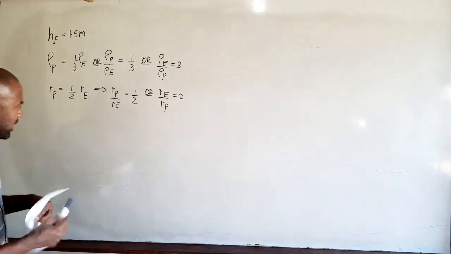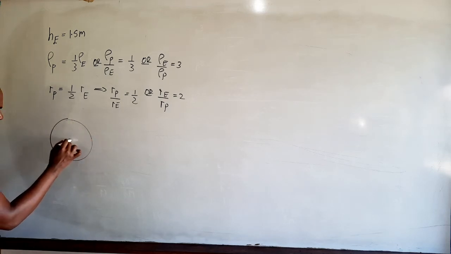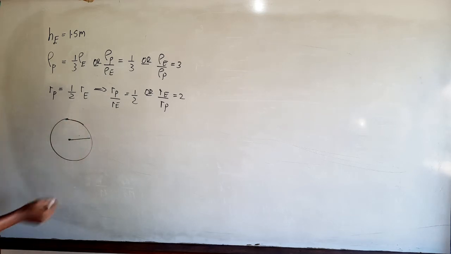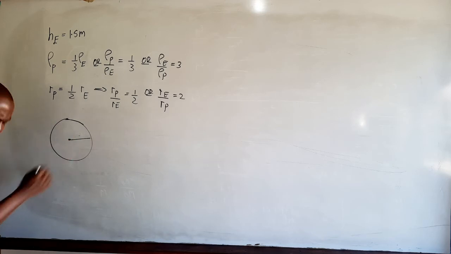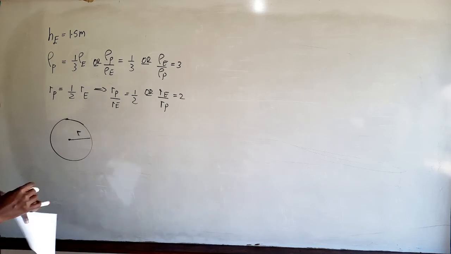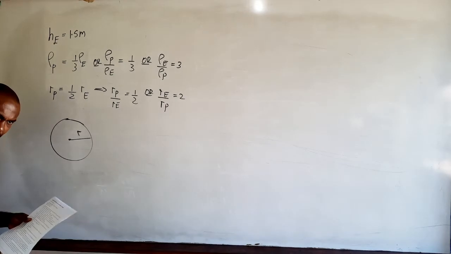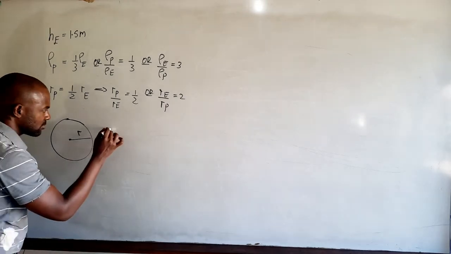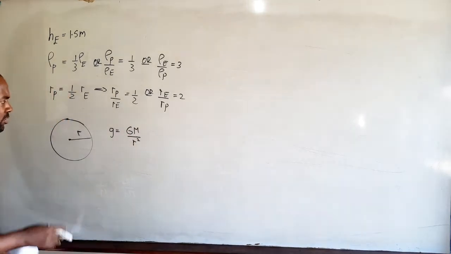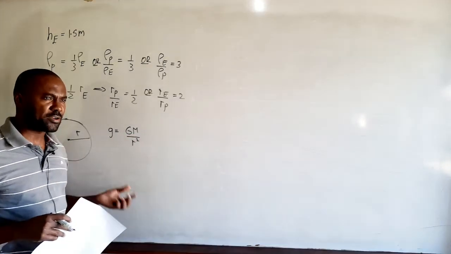Now, if we have a planet of mass m and radius r, then the gravitational field strength of that planet will be given by g equals Gm over r squared. So the gravitational field strength g of the particular planet will be given by Gm over r squared.